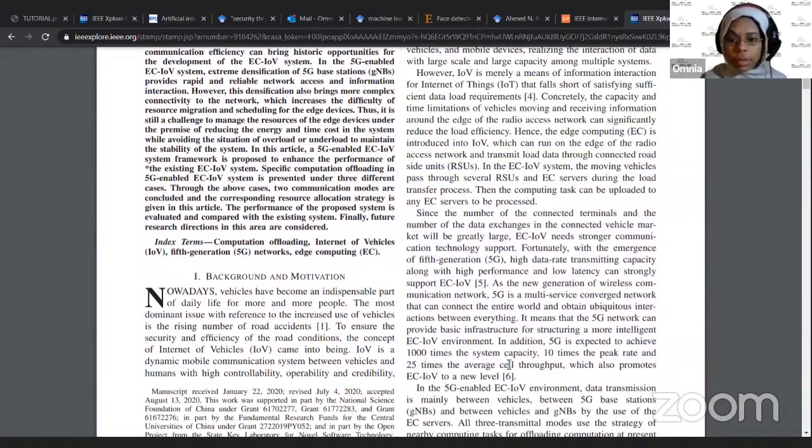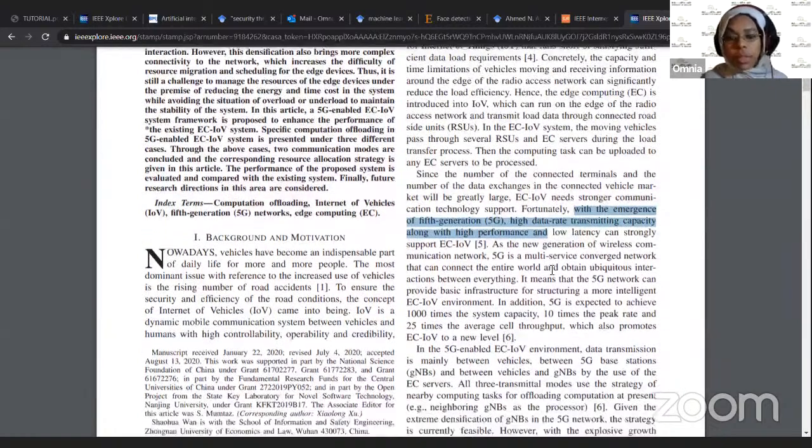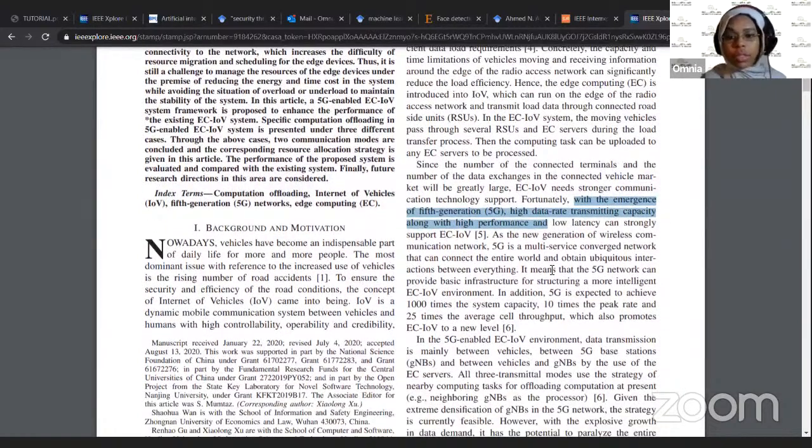Here we can see that they are bringing up the topic of 5G. With the emergence of fifth generation, there's a high data rate transmitting capacity, which means that IOV, or Internet of Vehicles, can talk with each other very fast. And there is low latency, and it seems that 5G technology is a very good solution for IOV.